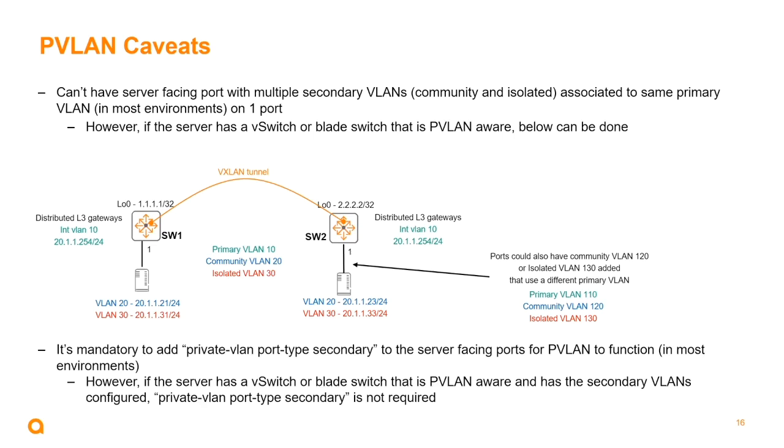It's mandatory oftentimes to add that private-vlan port-type secondary to these server-facing ports for PVLAN to function. However, again, in this example, if the server has a vSwitch or a blade switch that's PVLAN aware, and it has the secondary VLANs configured on it, then this private-vlan port-type secondary command isn't actually required.